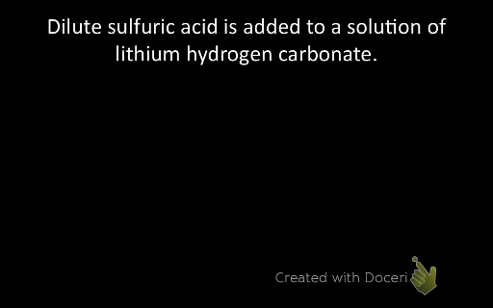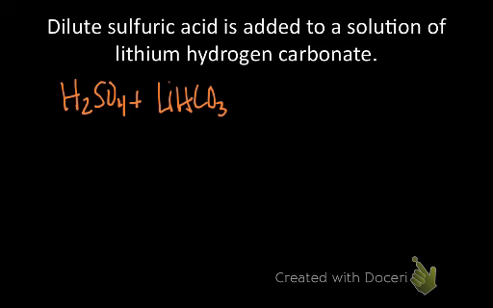Okay, our last example is dilute sulfuric acid is added to a solution of lithium hydrogen carbonate. So again, we're going to start with our reactants. So we have H2SO4 plus lithium hydrogen carbonate, which is LiHCO3. So hydrogen carbonate is HCO3.